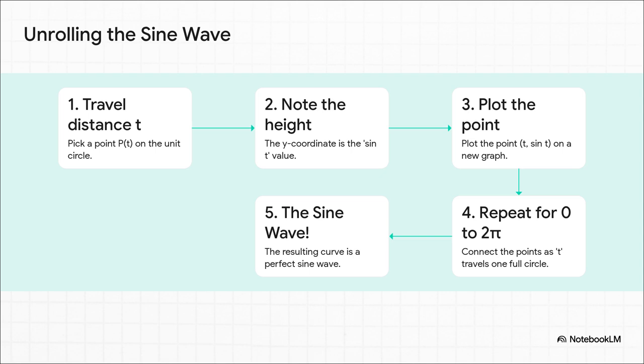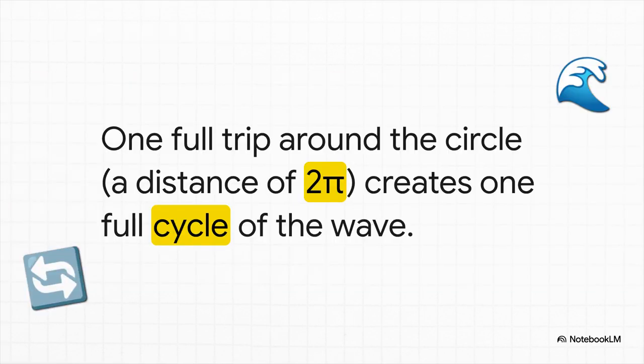As you trace that path connecting all those dots, boom, you have just drawn a perfect sine wave. This whole unrolling process proves something absolutely crucial about these functions. They are periodic. They repeat.